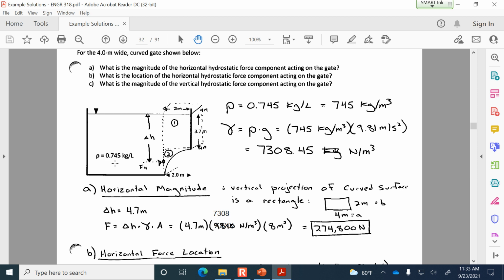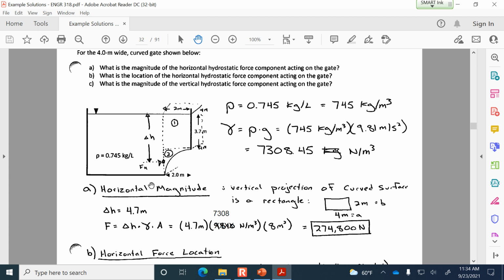The liquid density is 0.745 kilograms per liter. If we want to know how many kilograms per cubic meter, then we multiply that by 1,000, since there's 1,000 liters in a cubic meter. So that's what I've done in this first conversion: 0.745 kilograms per liter is 745 kilograms per cubic meter. Then if we multiply that by g, we get the unit weight of 7,308 newtons per cubic meter.